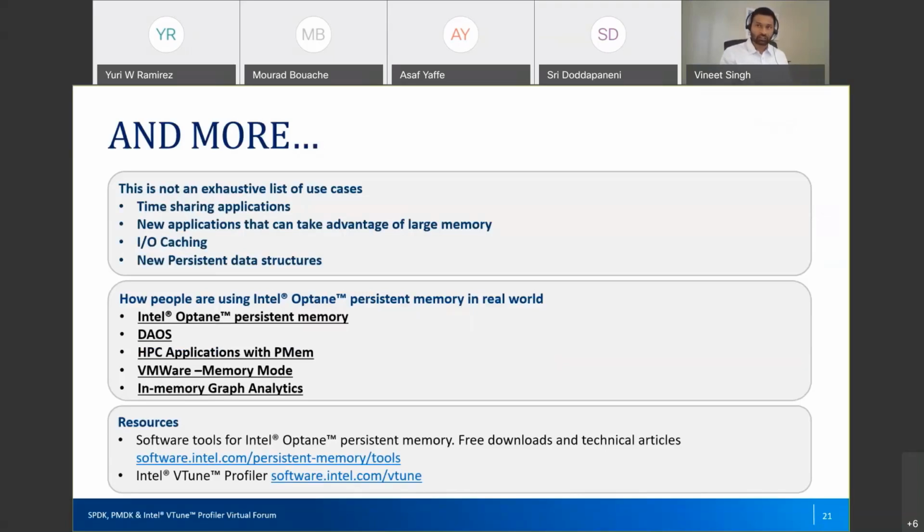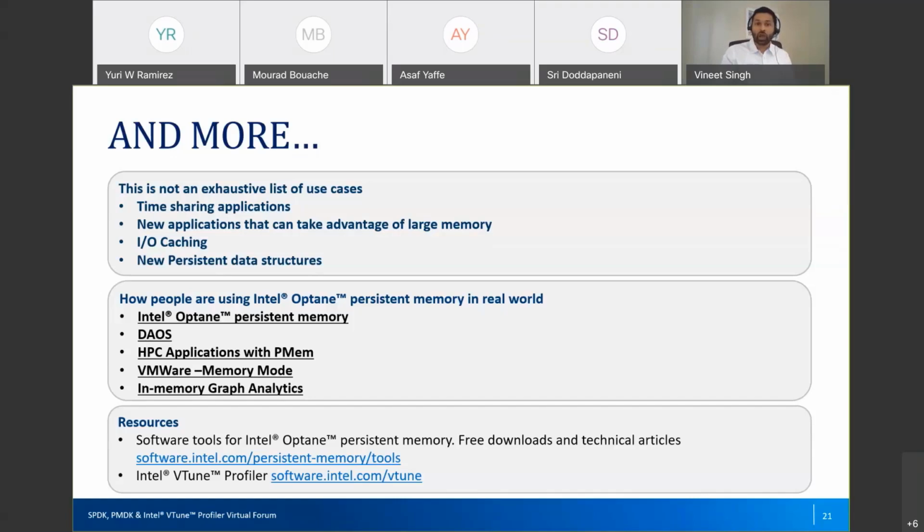This is not an exhaustive list. I want to stress that heavily. There are many other use cases where persistent memory can help you benefit. Some of the use cases are, for example, time sharing applications. You have two categories of application that you are running on the same system. One of them requires less amount of memory. That means they nicely fit into near memory cache, and others are not that sensitive to bandwidth and latency. So you can time share on the same system and your cost of ownership will go down.